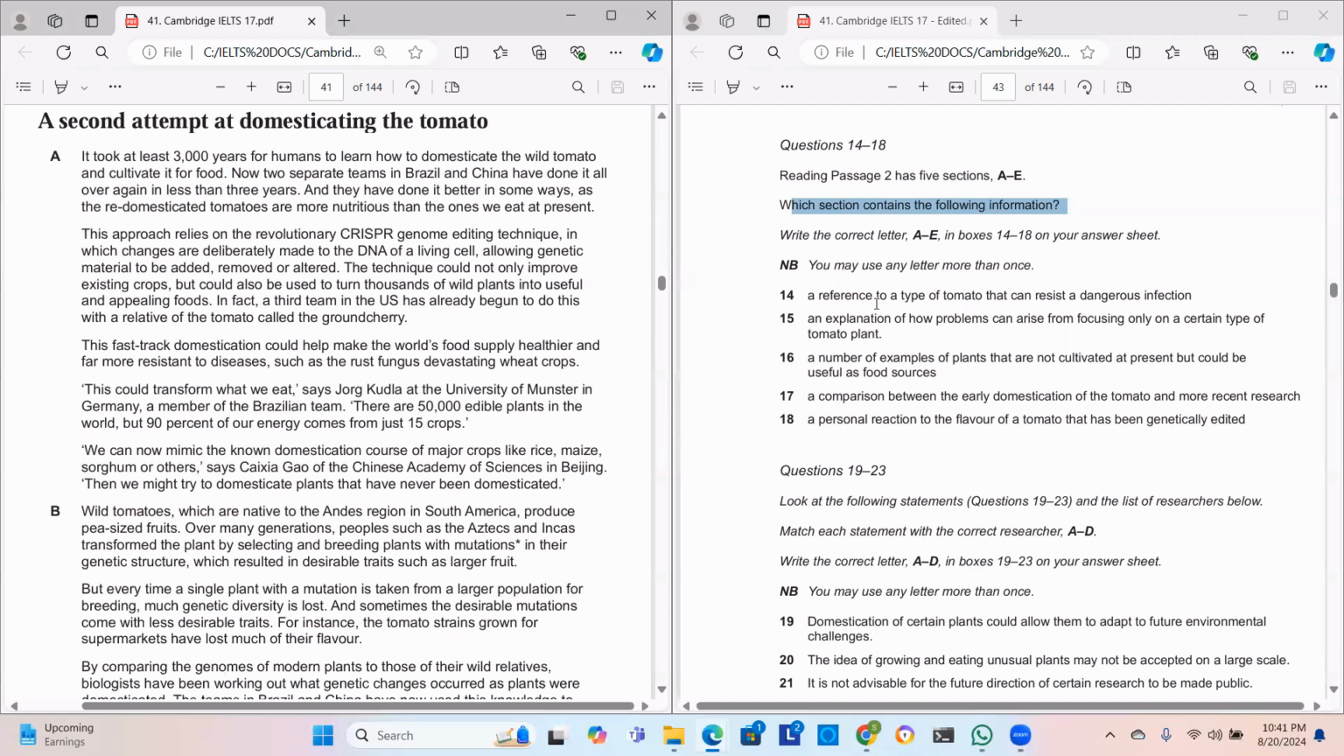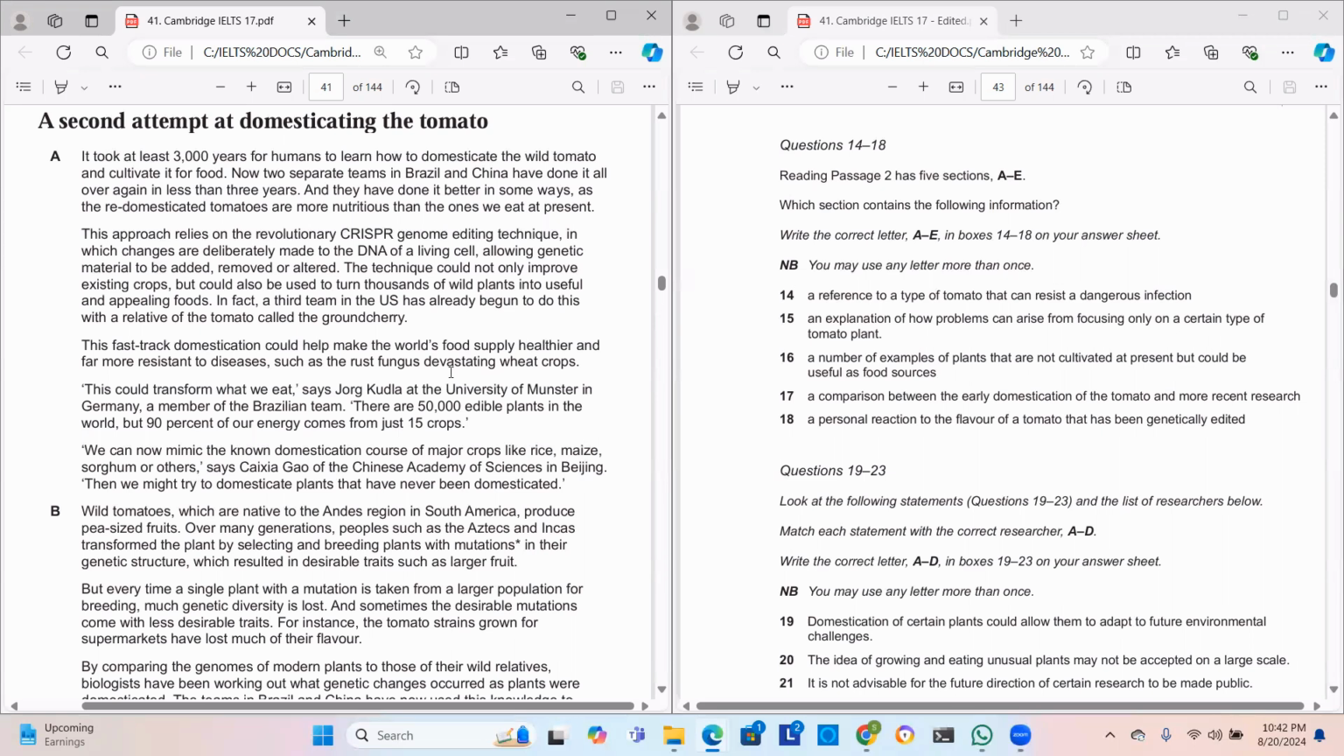A reference to a type of tomato that can resist dangerous infection. First one. Did we read anything about dangerous infections? I think we read something, but I'm not sure what. I think somewhere in the third line, right? This fast track domestication could help make the world's food supply healthier and far more resistant to diseases such as rust fungus devastating the wheat crops. A reference to a type of tomato that can resist a dangerous infection.